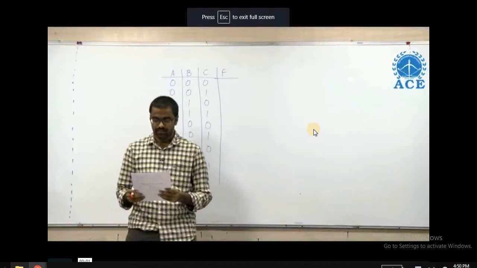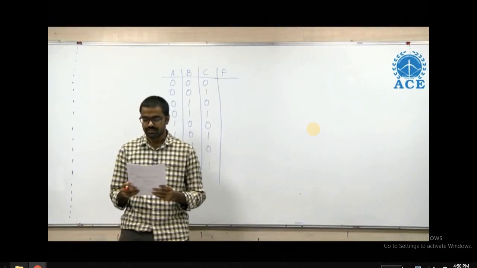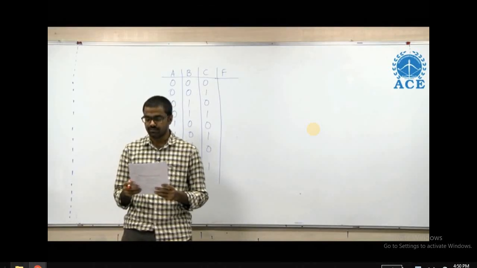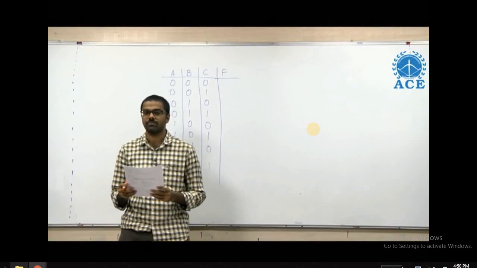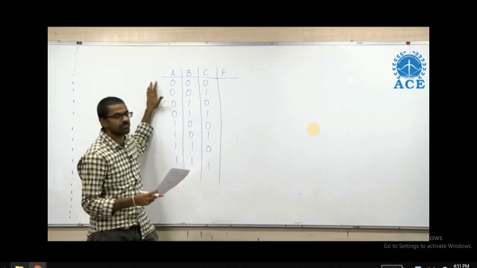In this question, we have to find the Boolean expression for the function that will result in output 0 when a is equal to b is equal to c, and a equal to b but not equal to c. Let us first find the truth table for this.